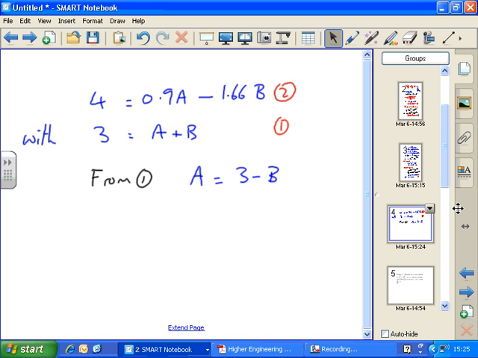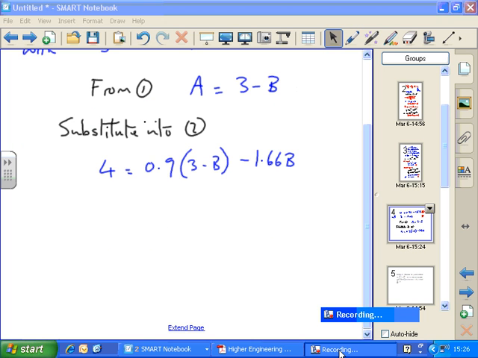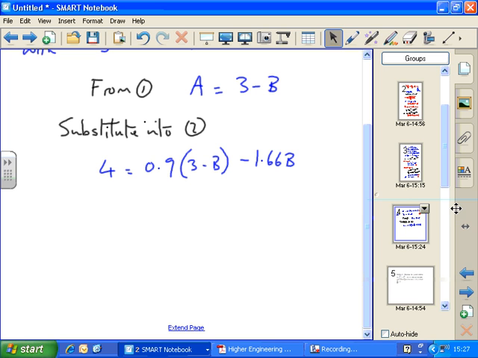And then we substitute this into 2. And we can write 4 equals 0.9a, and a is 3 minus b, minus 1.66b. What do we do with this now?